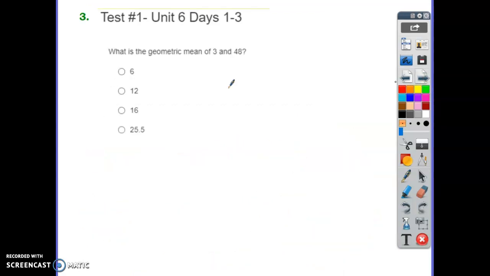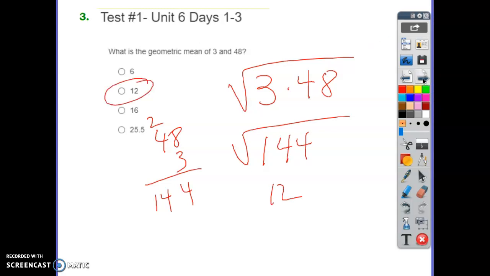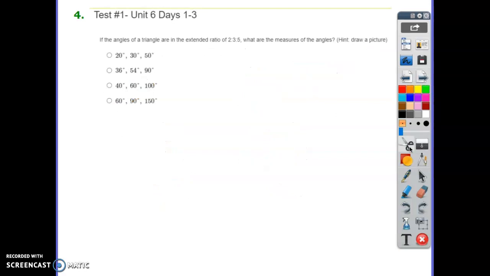Number 3, what is the geometric mean of 3 and 48? Now you don't have to do it the way that I'm doing it, okay? But probably the easiest thing is just to multiply 48 by 3. 3 times 48 is 144, and the square root of 144 is 12. That's a perfect square. That worked out nicely.